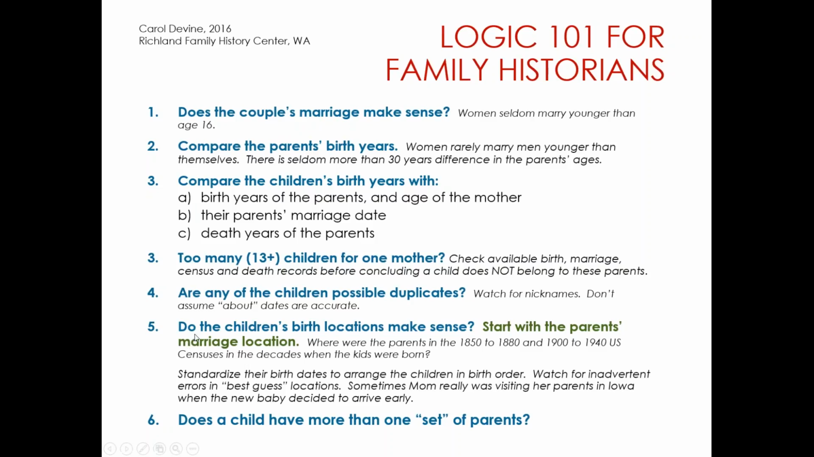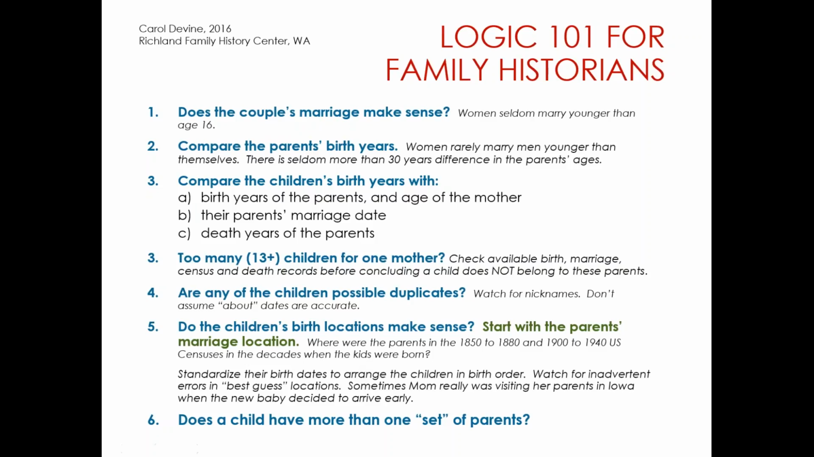This one I would like to call special attention to. Do the children's birth locations make sense? Start with the parents' marriage location. Where were the parents in the 1850 to 1880 and 1900 to 1940 censuses? Where the parents were, the kids should have been born.